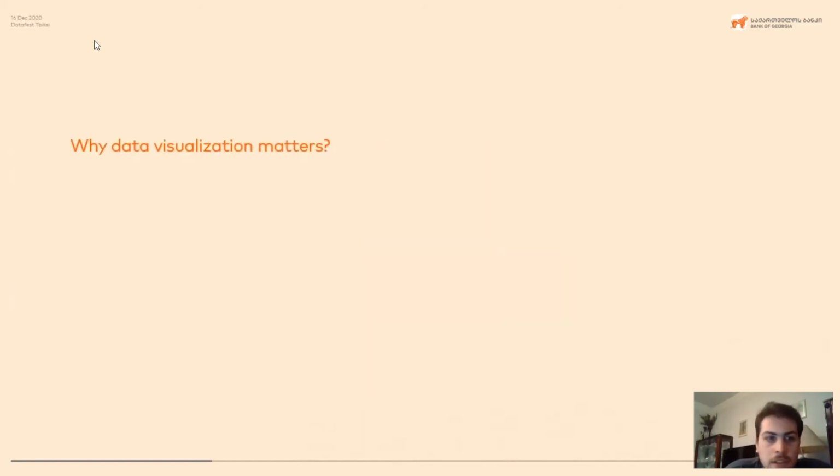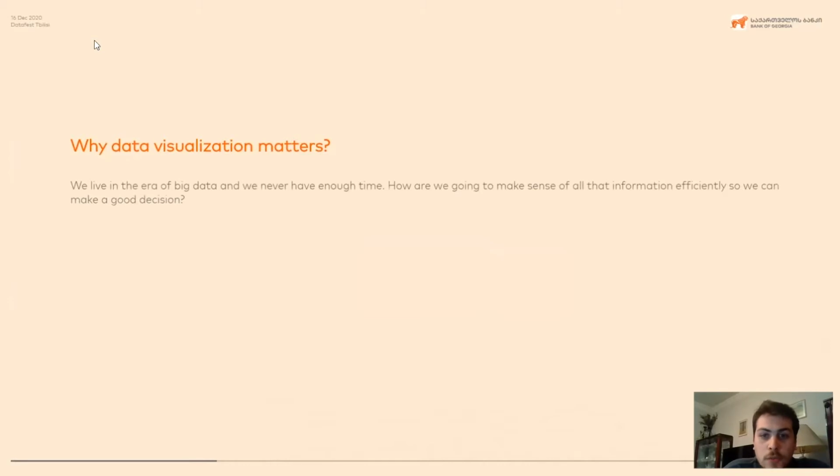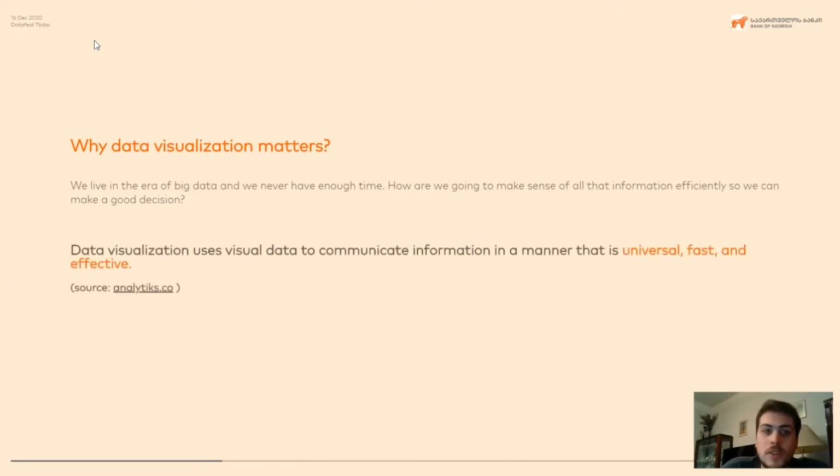Why does visualization matter? The answer is we live in the era of big data and we never have enough time, right? How are we going to make sense of all that information which is stored in big data platforms and flowing to us through different channels to make good decisions? Data visualization is an important answer to that. Data visualization uses visual data to communicate information in a manner that is universal, fast, and effective. In this way, the process of understanding information is much more scalable than reading the raw data.